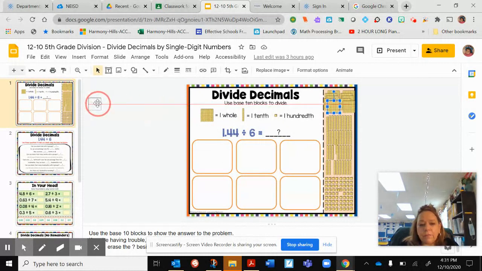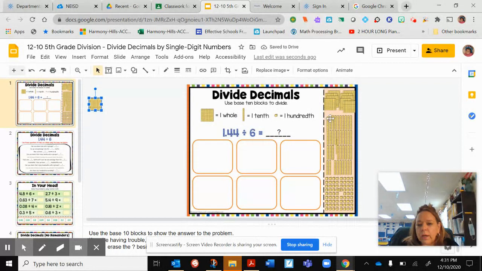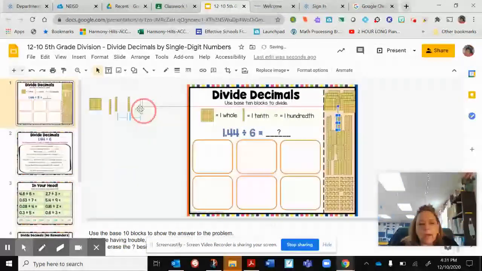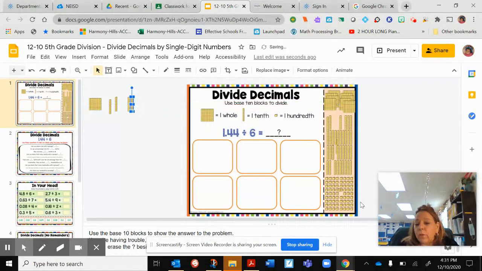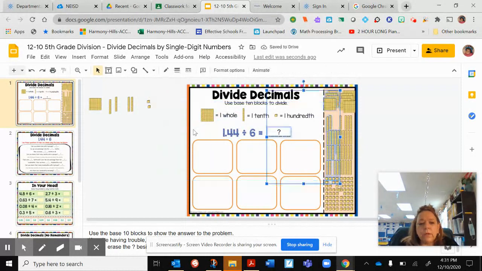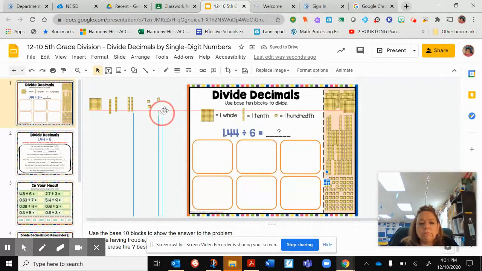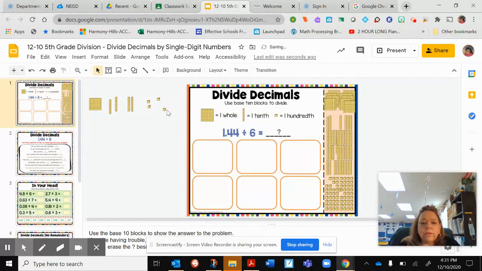So I'm going to kind of pull this out. I have 1, and then I'm going to pull out my 4/10. Bring that out here. 3, and 4, and my 4/10, and then I have 4 hundredths. So I'm going to drag out my 100, 200, 300, and 400. All right, we got that. Make that a little bit easier.